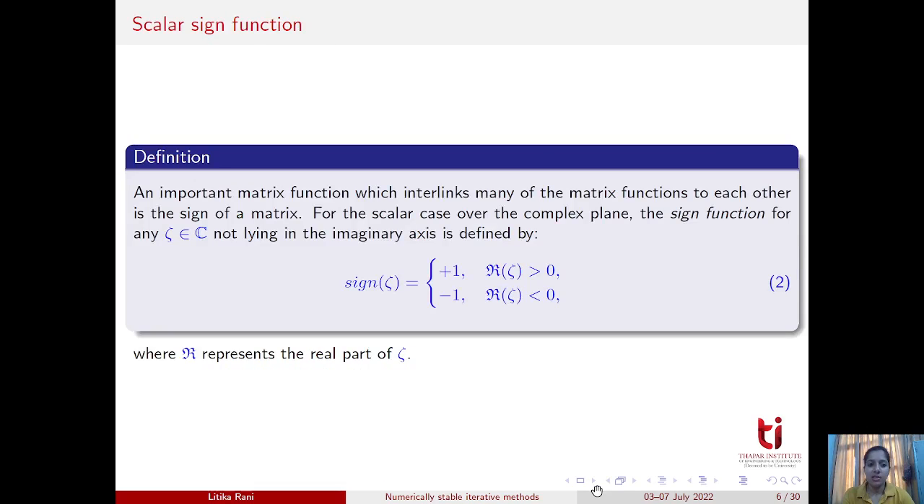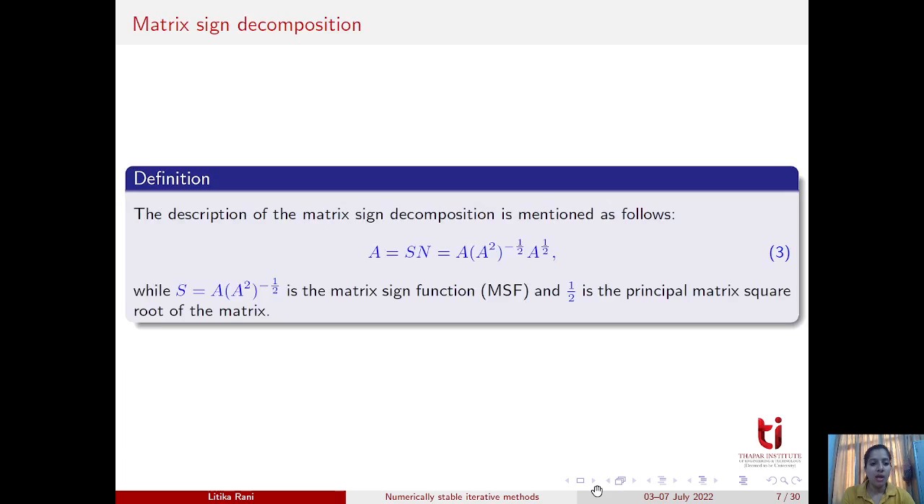For the study of matrix sign function, we should know the definition in the scalar case. Basically, the sign function for any zeta not lying on the imaginary axis is defined as given in equation 2. Moreover, any square matrix A can be decomposed into a product of two matrices, that is S times N, where S denotes the matrix sign function, and N is the principal matrix square root of the matrix.